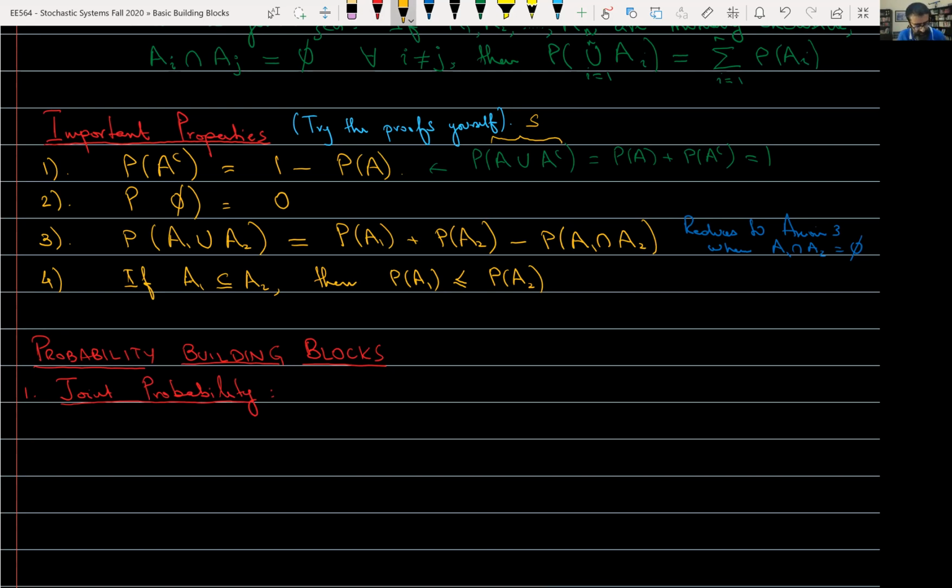So how do you define a joint probability? So let's say I gave you two events, right? So I give you events A and B. So given events A and B, how do you define the joint probability of the event A and the event B? उसका मतलब क्या है? Anybody?